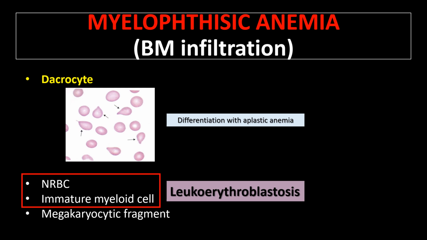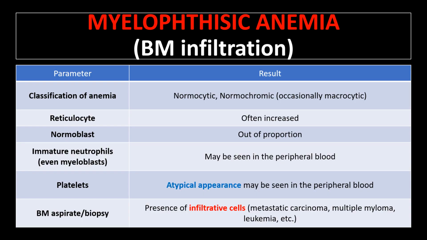So, also the presence of your nucleated red blood cells and immature myeloid cells, which is called erythroblastosis, might indicate the presence of myeloproliferative anemia. Because in myeloproliferative anemia, there would be release of premature cells. And also, there is megakaryocytic fragmentation seen in myeloproliferative anemia. So this slide shows the parameters we use to diagnose or suspect the presence of myeloproliferative anemia. The myeloproliferative anemia is usually classified as a normocytic to macrocytic normochromic type of anemia with increased reticulocyte count with out of proportion normoblasts. And on the peripheral blood, immature neutrophils, even myeloblasts can be seen. And also the typical appearance of your platelets can be seen on the PBS.